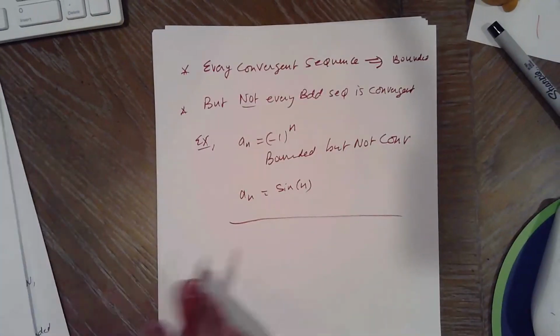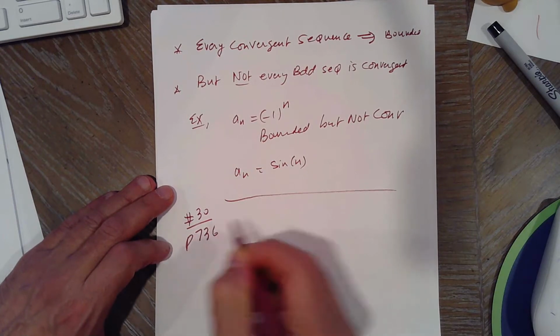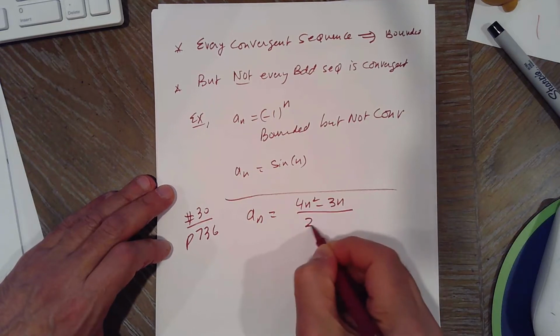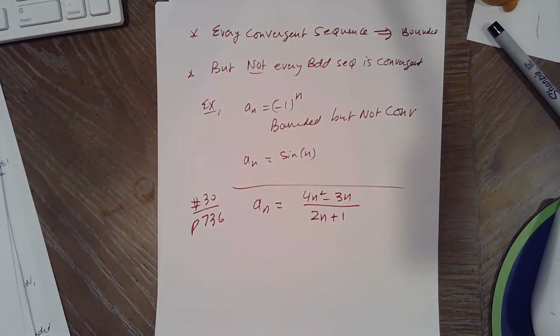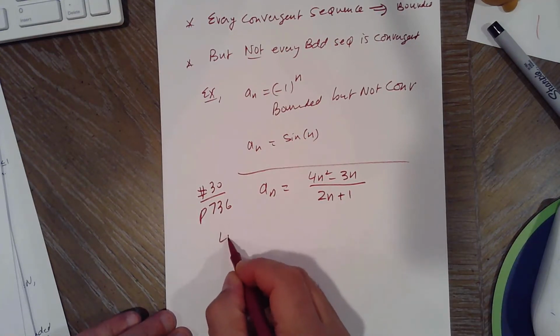So here's a few examples from your text. Number 30, page 736. a_n is (4n squared minus 3n) over (2n plus 1). It says determine whether the sequence converges or diverges. If it converges, find the limit. Remember what I said when we did the epsilon delta definition? We find the limit. If the limit exists, the sequence converges. If the limit does not exist, the sequence diverges.